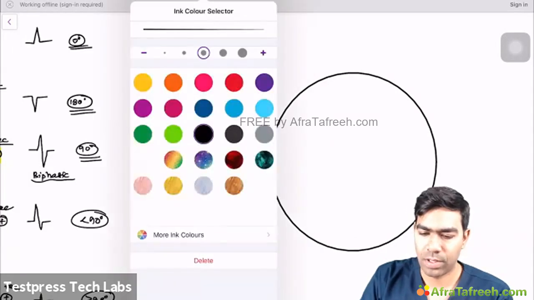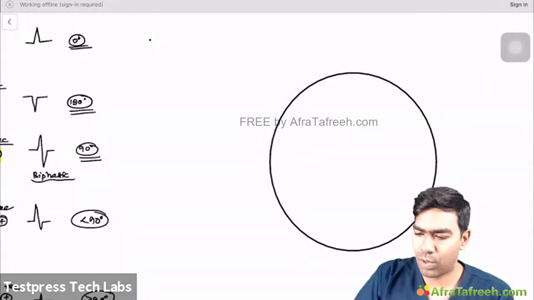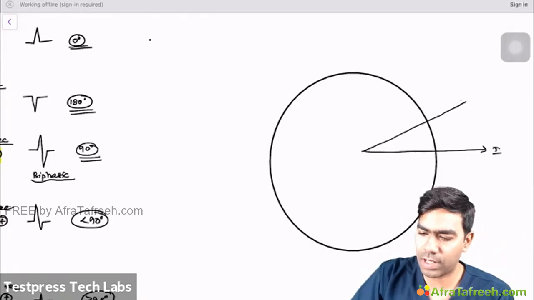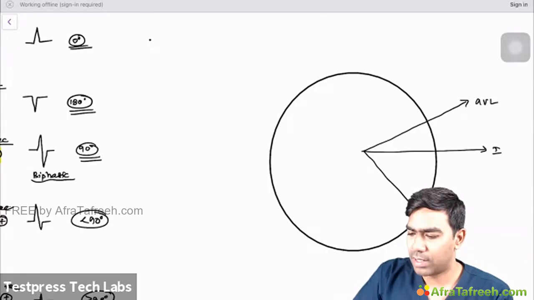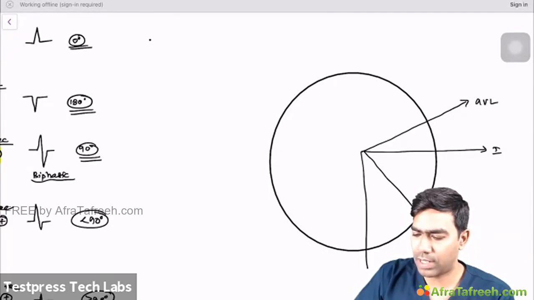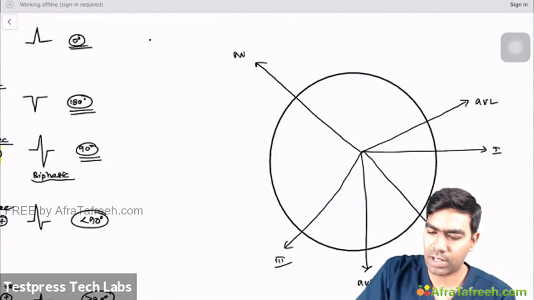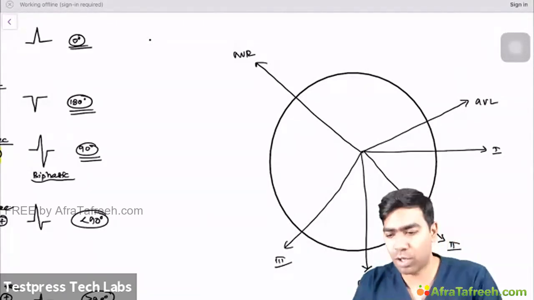Okay. So now you know you have lead 1 at this point. You have lead aVL at this point. And lead 2 at this point. Lead aVF at this point. And lead 3 at this point. And lead aVR at this point. But you really don't know the angles, which I have not told you till now.